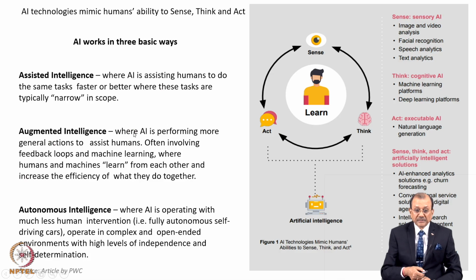Then there is autonomous intelligence, which we will also be learning today, with some examples of computer vision and visual AI. Autonomous intelligence is where AI is operating with much less human intervention, where AI is also guiding the human worker and also taking action on whatever has been found, as appropriate at that time. So AI primarily has an assisted role, augmented role, and autonomous role.